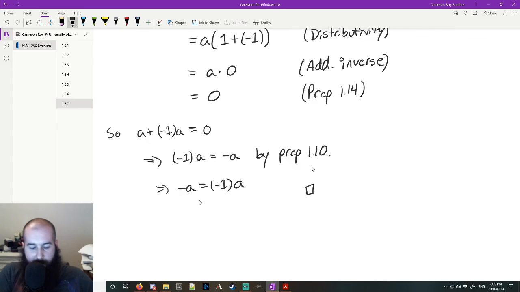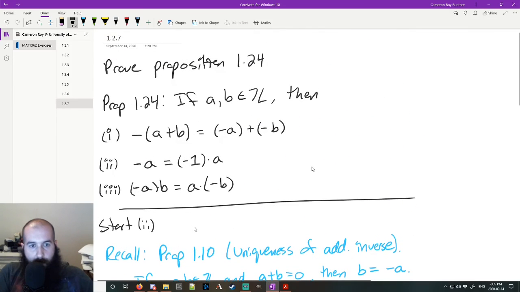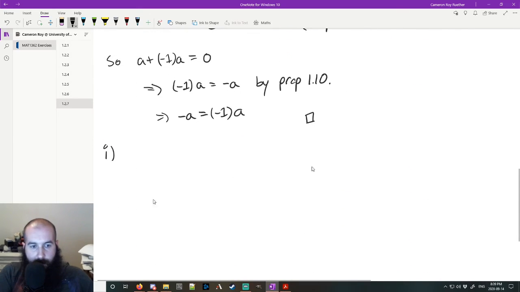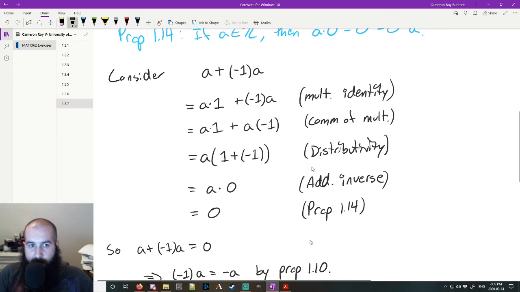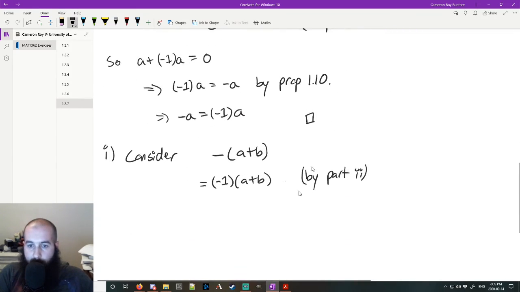Now we can use this. So let's now look at part 1. Part 1, we want to justify this equality. I'm going to start with the left-hand side, and I'm going to say consider the additive inverse of a plus b. This is equal to negative 1 times a plus b, and this is by part 2 that we just proved. So just like here we're using propositions that were already justified, if you justify something in part of a problem, you can use it in later parts.